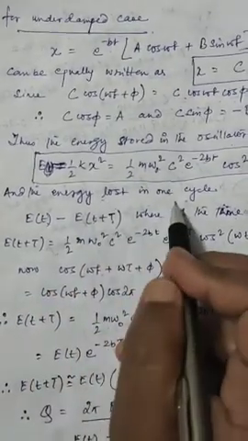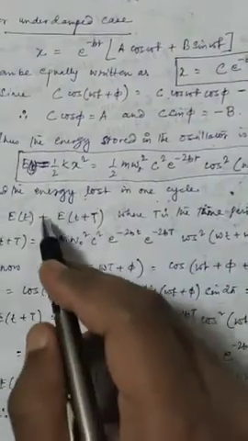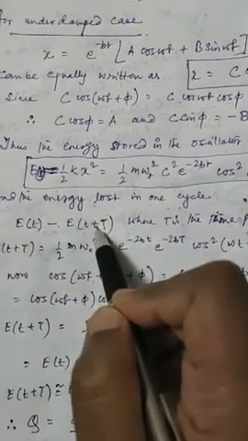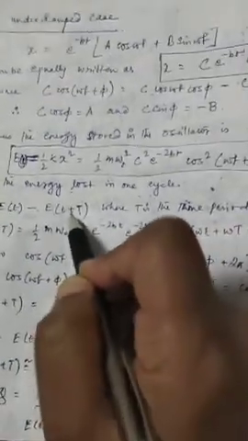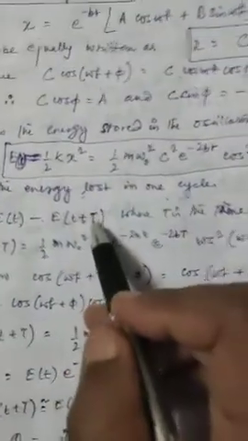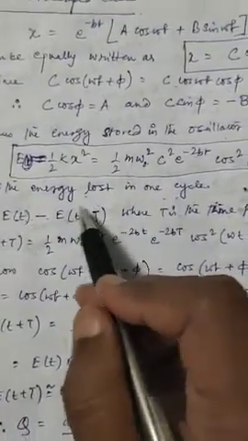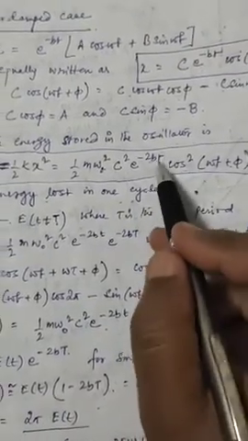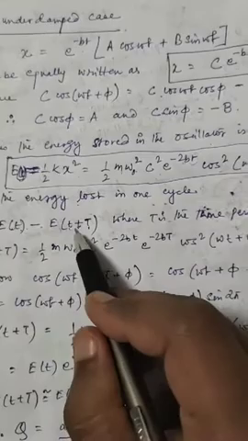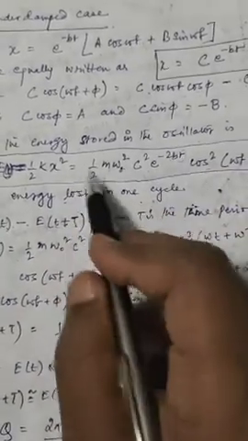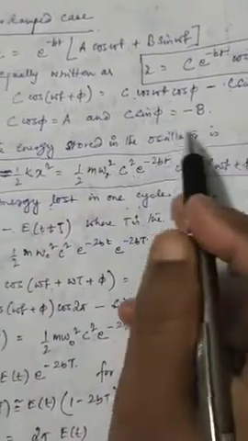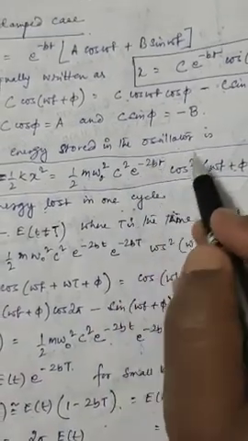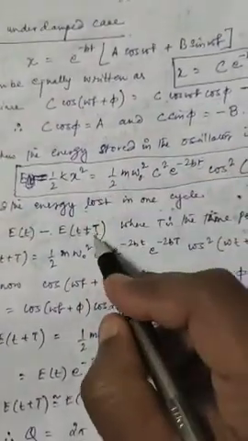So what is the energy lost in one cycle? That is the denominator. The energy lost in one cycle is the energy at the start of the oscillation minus the energy at the end. The energy at the end is E(t plus T). So just in order to get this value, I'll substitute at every place small t by small t plus capital T, because if this is the energy stored at time t, then what is the energy stored at time t plus capital T, that is after one oscillation.